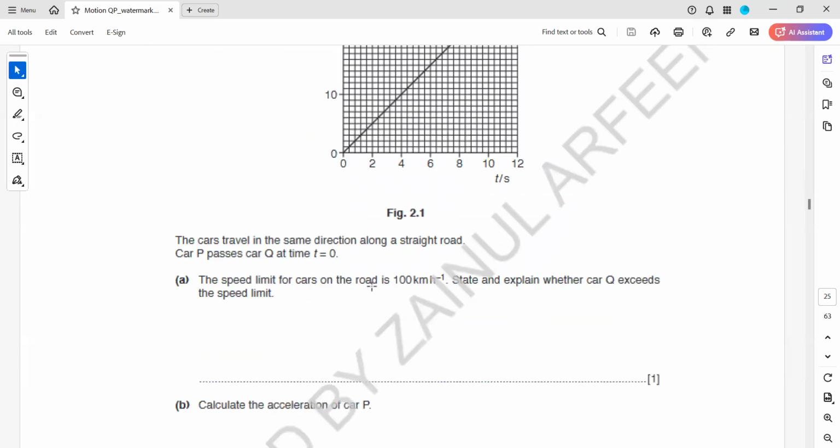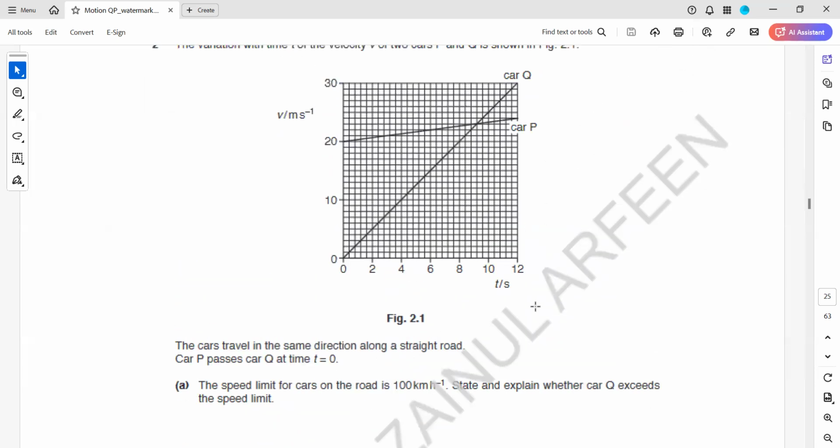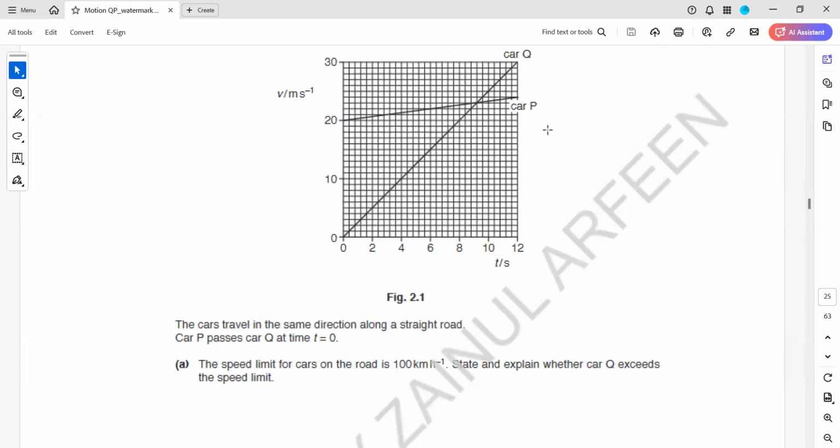The speed limit for the cars on the road is 100, state and explain. This whole velocity time graph is given. So what is the minimum speed? The minimum speed for P is 20, and the maximum speed is about 23. The minimum speed for Q is 0 and the maximum speed is 30. If we want to check whether they are over speeding, we just check with the maximum value, because if 30 is there, it is equivalent to how many kilometer per hour. So 30 meter per second, you want to convert into kilometer per hour.